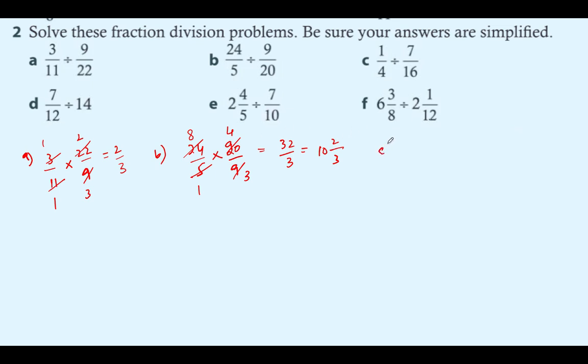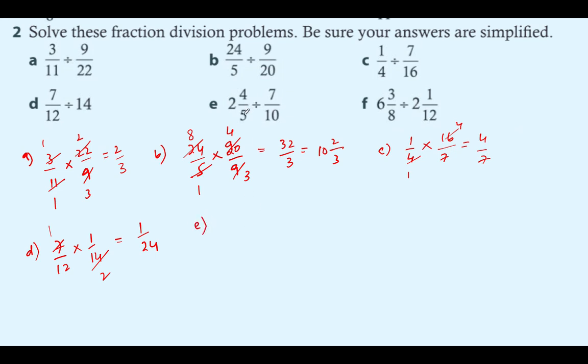Now for part C, it's 1 over 4 multiplied by 16 over 7, and when you simplify this you get 4 over 7. Part D, it's 7 over 12 multiplied by, this is 14 over 1, so this becomes 1 over 14, and now you simplify this 7 and 14, so this becomes 1 over 12 times 2 is 24.